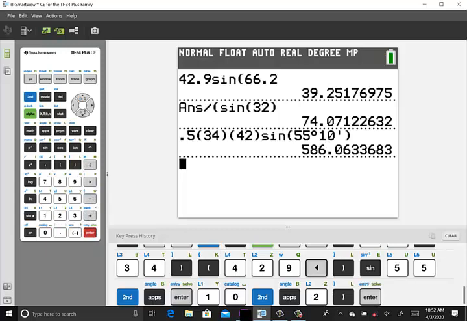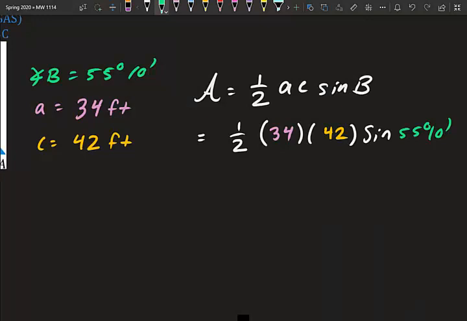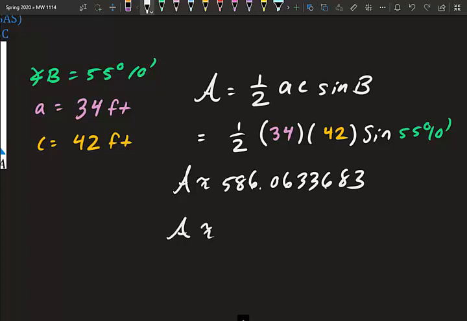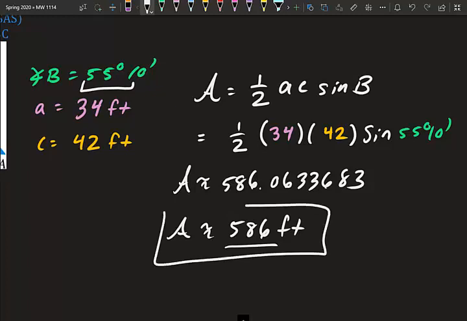And we get 586.06333683. So we get area, my bad. Area is approximately 586.0633683. So area is approximately 586 feet. 3 significant digits, so that's why we rounded to 3 significant digits. Squared, my bad. This area is squared.